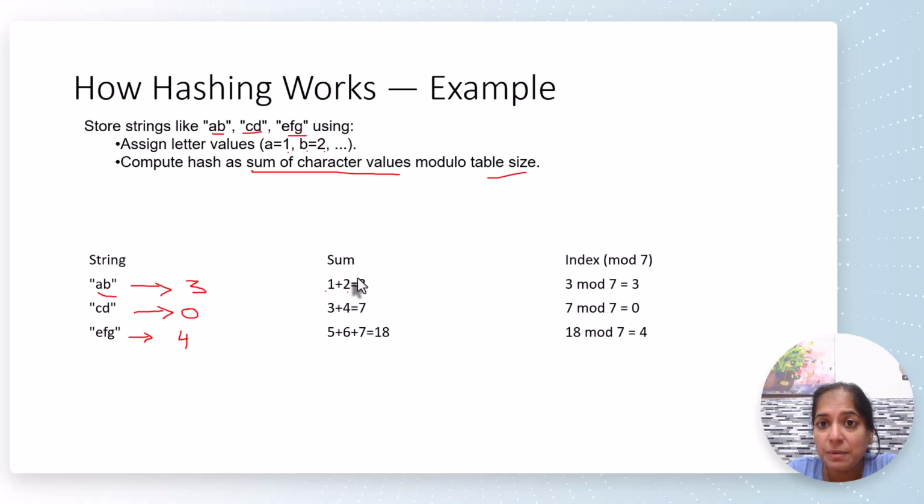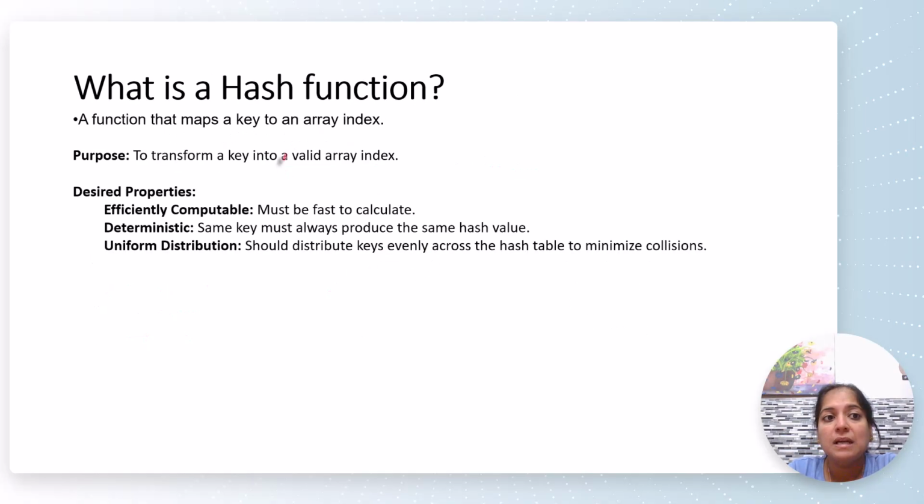So a hash function may be any function which you want to use, but there are certain properties of a hash function. A hash function is basically a function that maps your keys to an array index. Now, the desired properties of a hash function: efficiently computable. It must be fast to compute. It should not be so long that it takes so much time in calculating the index, right?